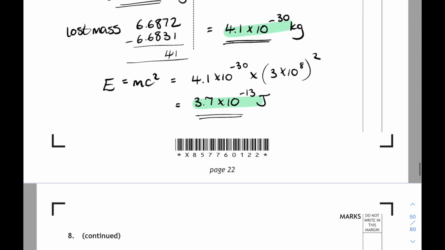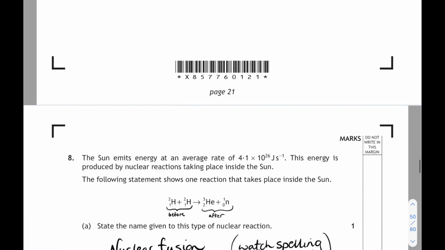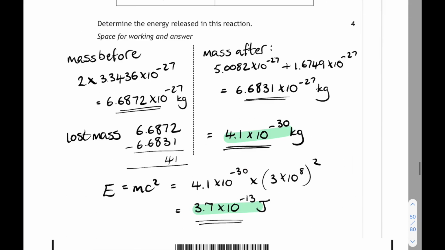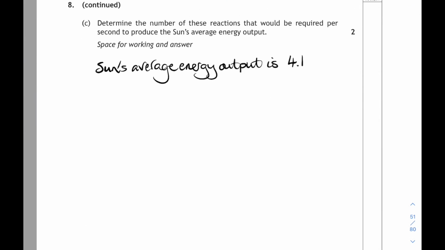Then we have to determine the number of these reactions that would be required per second to produce the sun's average energy output. Well, we were told the sun's average energy output if you scroll back a wee bit in the question, there it is, 4.1 times 10 to the 26 joules per second. Sometimes you've got to scroll back a page to find the information you need, so let's pop that in there.